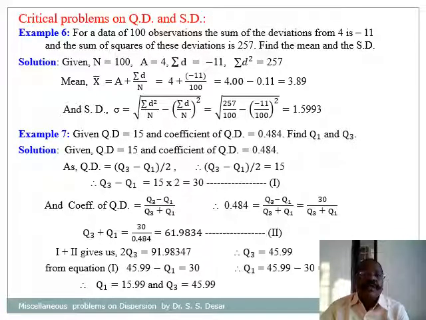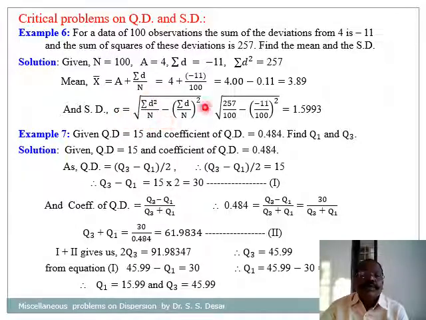So here they have given n is equal to 100, assumed mean a is equal to 4, summation of deviations from 4 is equal to minus 11, and summation of deviation square equal to 257. And here the mean x bar is equal to a plus summation of d divided by n. So that is equal to 4 plus minus 11 by 100, that is equal to 4 minus 0.11, that is 3.89. And standard deviation is given by this formula.